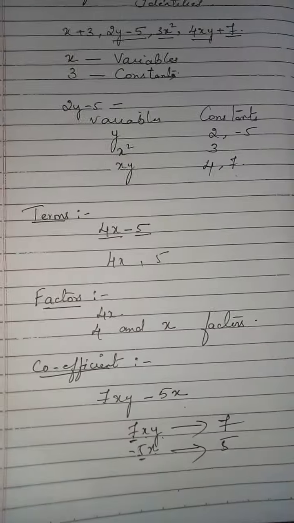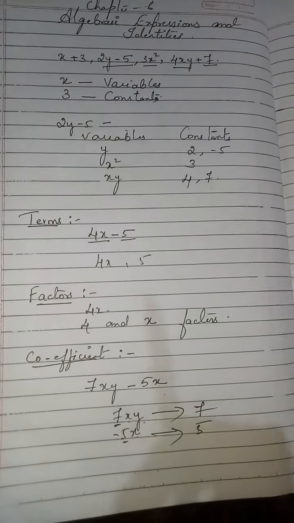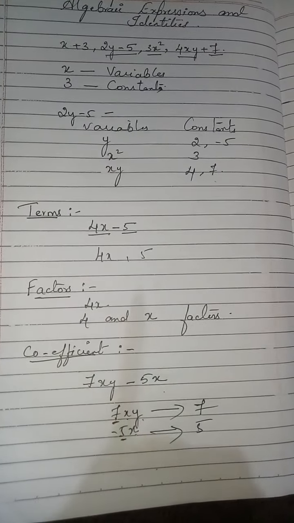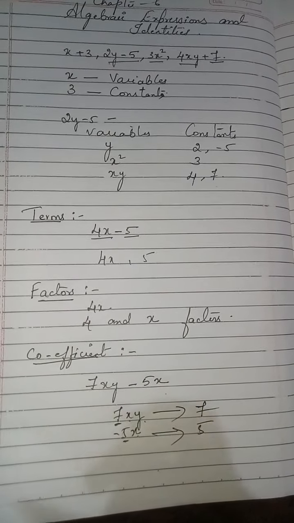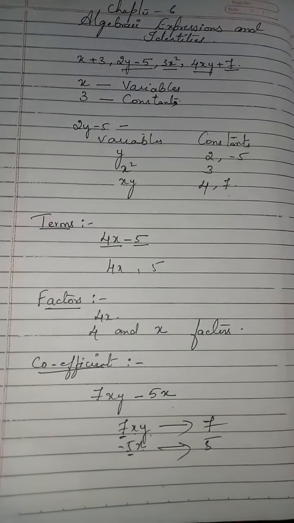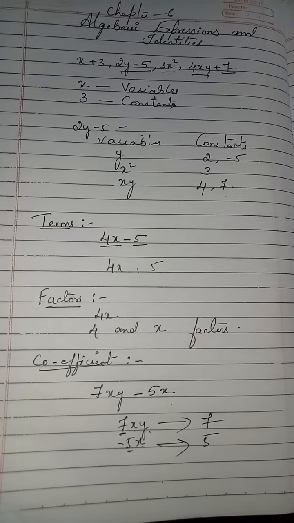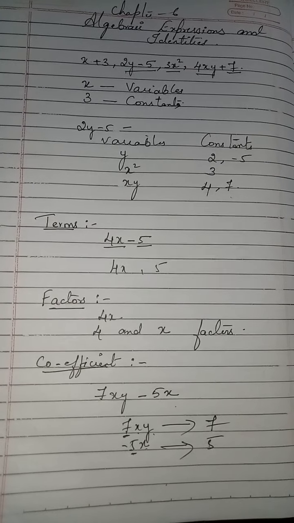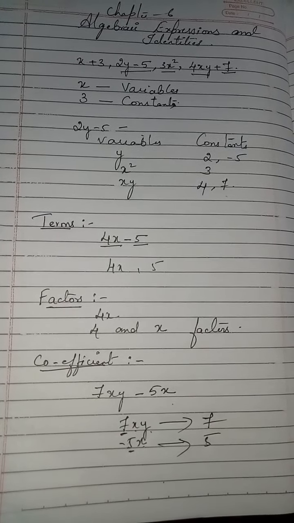We have learned about the expression, variables, constants, terms, factors and the coefficient. Okay, next we are going to learn about the monomial, binomial and the polynomial.